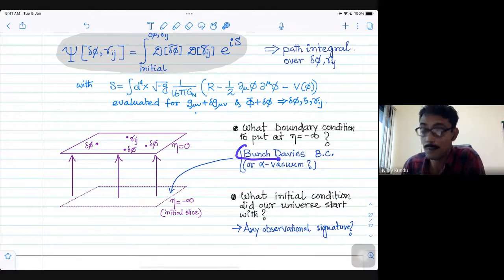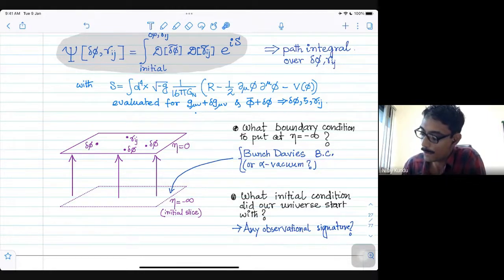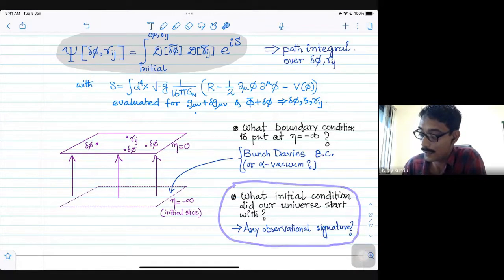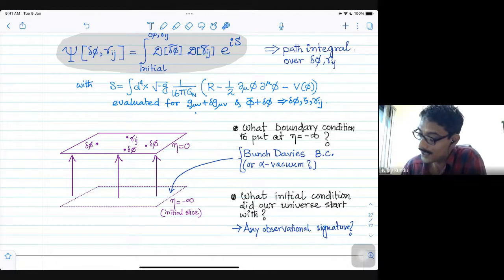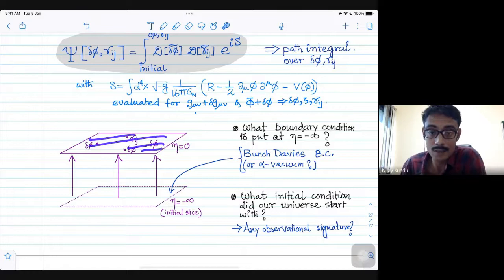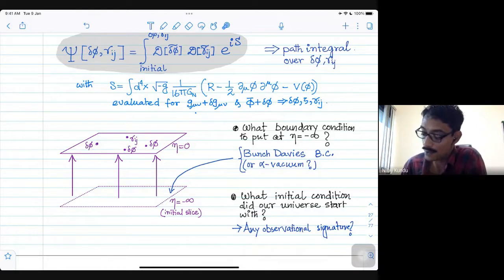The traditional one is the Bunch-Davies boundary condition, and we will also see that there are other possible boundary conditions, which are called the alpha vacua. Now, this Bunch-Davies vacuum or alpha vacuum gets related to one more very interesting question that we may be interested in asking, which is: what initial condition did our universe start with? What was the initial condition for inflation, and how does that get encoded in the late time slice, so that by looking at the correlation functions of the CMB anisotropies, we can decide what the initial condition was? Are there any observational signatures? We would like to address these questions.